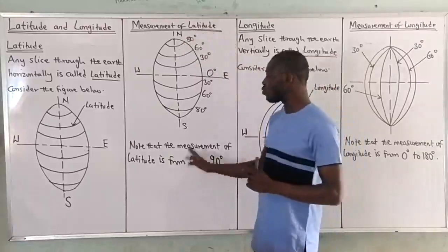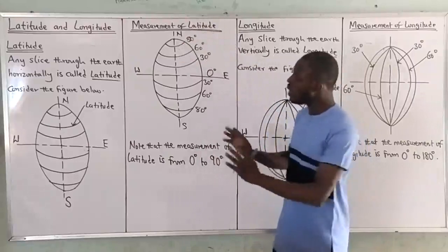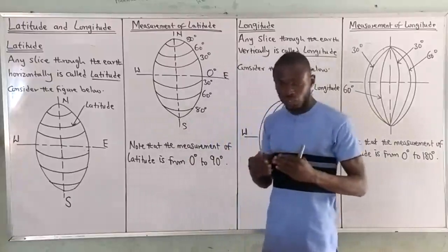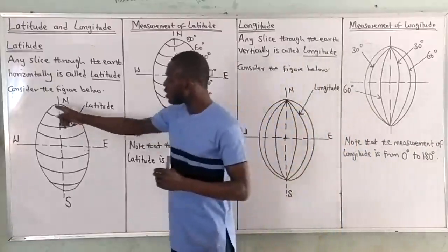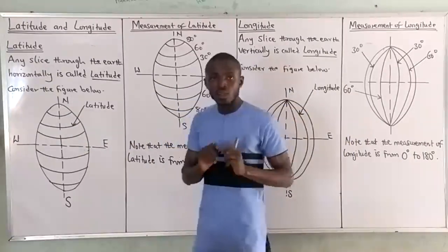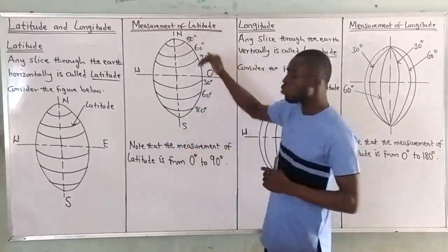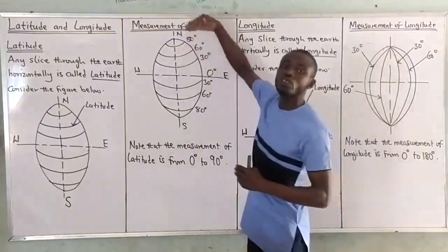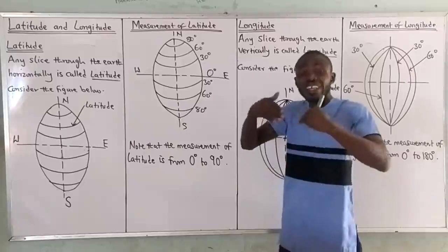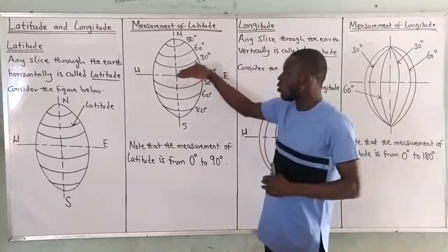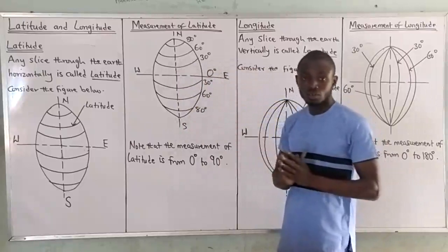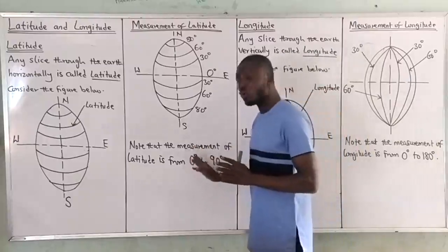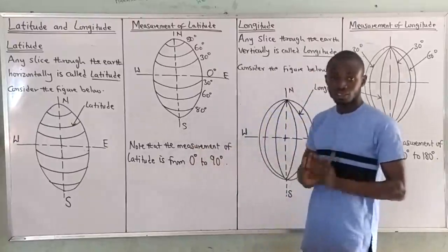So it's from 0 degree to what? 90 degree. Dealing with latitude, let me refresh a little: it is a slice horizontally. The measurement is either towards the north or towards the south, and it increases from the equator either towards the north or towards the south. But one thing is certain: the measurement of latitude is from 0 degree to 90 degree.